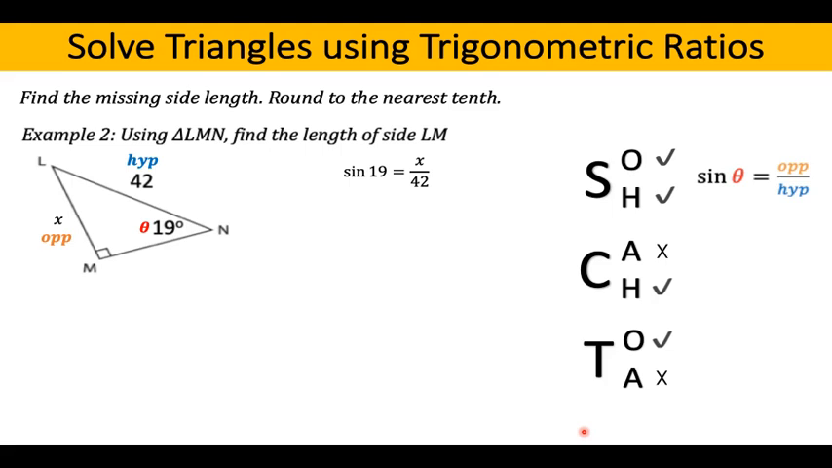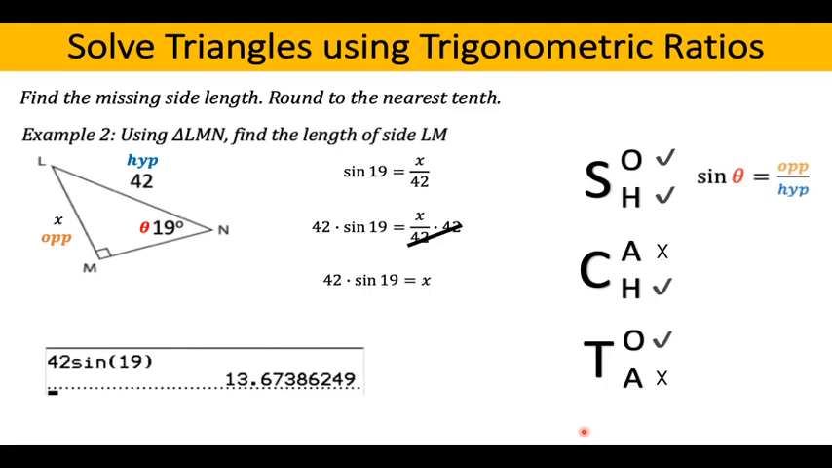So check to make sure you have chosen the correct ratio and that you have set it up correctly before solving. In order to solve, we will multiply both sides by 42. They have divided by 42, so that's why we are multiplying by that value. Once you have the variable by itself, in this case, 42 sine of 19 equals x, we're ready to type it into the calculator. So 42 sine of 19 gives us 13.67.